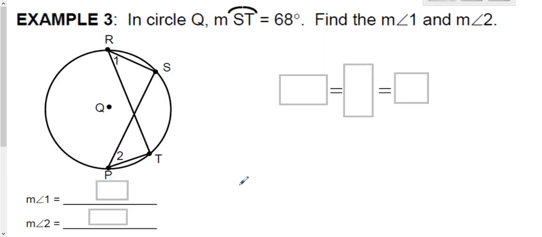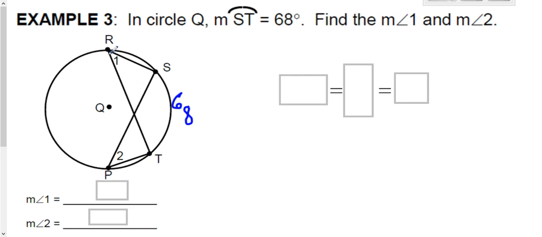So we look at this example. The key is, when you're given angles, seeing where the arc is that it intercepts. So in the circle, arc ST is 68 degrees. So I'll put that in. From S to T, this arc right here is 68 degrees. So they want us to find the measure of angle 1 and 2.